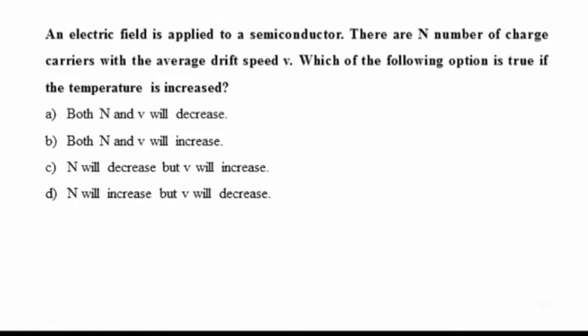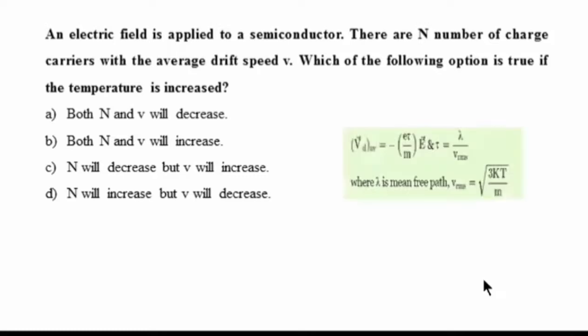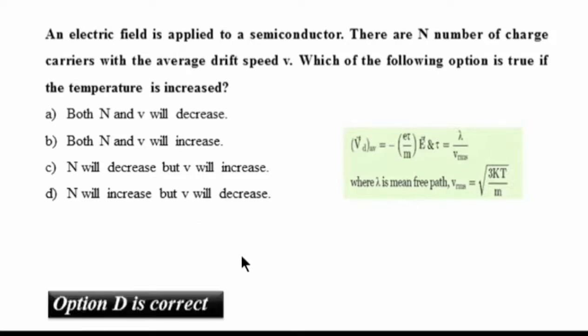And the average drift speed, which is V here, decreases with temperature due to the decrease in relaxation time. So the correct answer to this question would be, according to this particular equation, as the temperature increases, n will increase and V will decrease. So option number D is the correct answer.